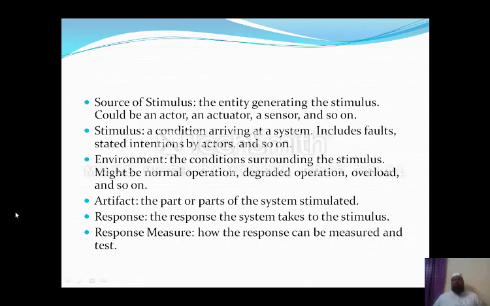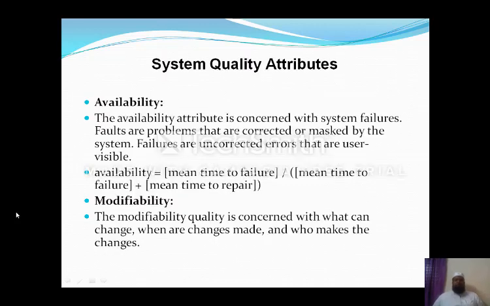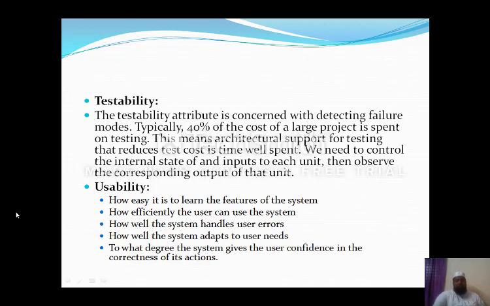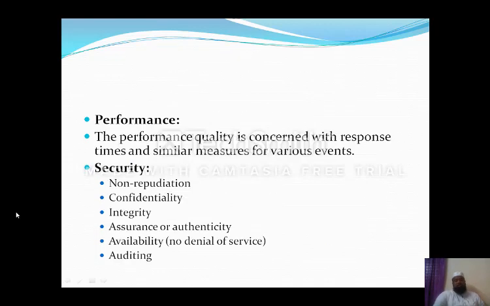The response of the system takes the stimulus. It means the actors are the ones who are talking about this. So response measure is how the response can be measured and tested. So these are the things. Apart from this, there are system quality attributes: availability, modifiability, performance, security, testability, and usability.